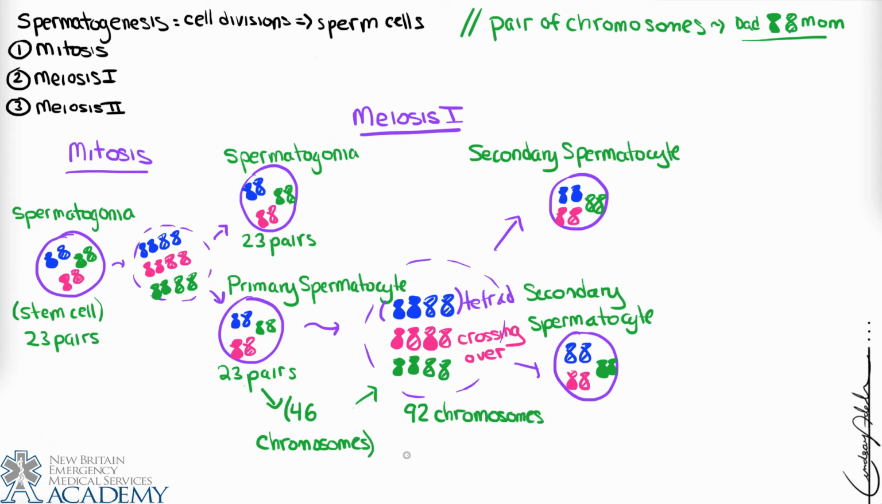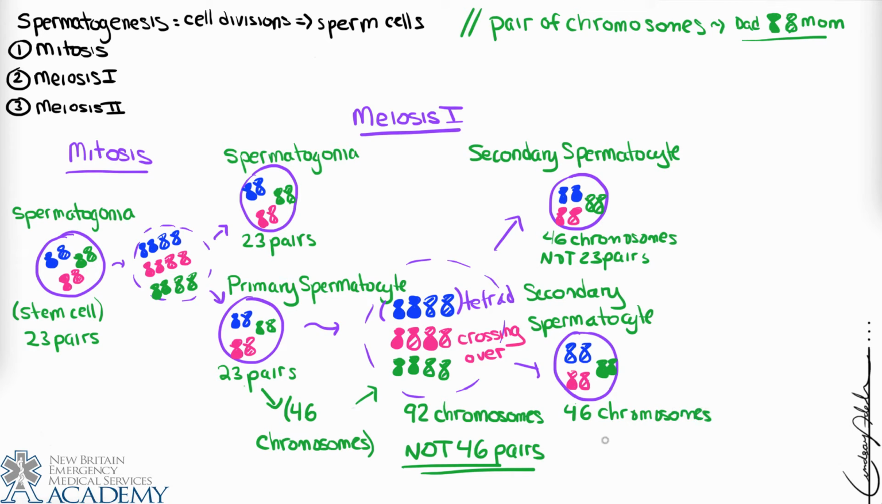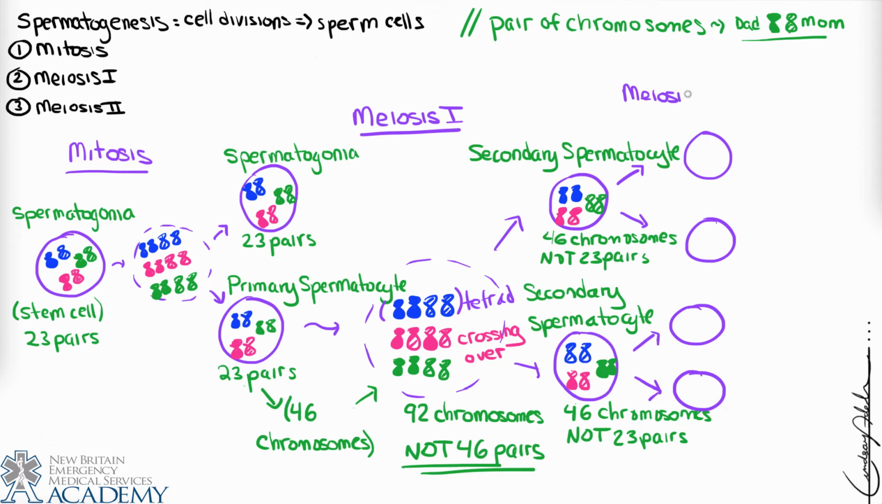When we look at this transition state, we do have 92 chromosomes, but we would not consider it to be 46 pairs. And so then when we make our secondary spermatocytes, we say that we have 46 chromosomes, but again, we don't have 23 pairs. It's not the same thing as if we did mitosis. Finally, we move to meiosis 2, and essentially now we're just going to divide each of the secondary spermatocytes into 2 cells where we get 1 chromosome of each number, 1 through 23, per cell.